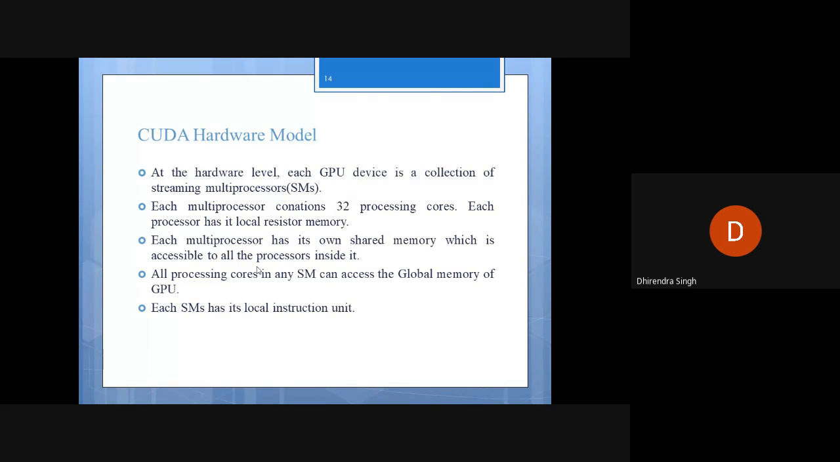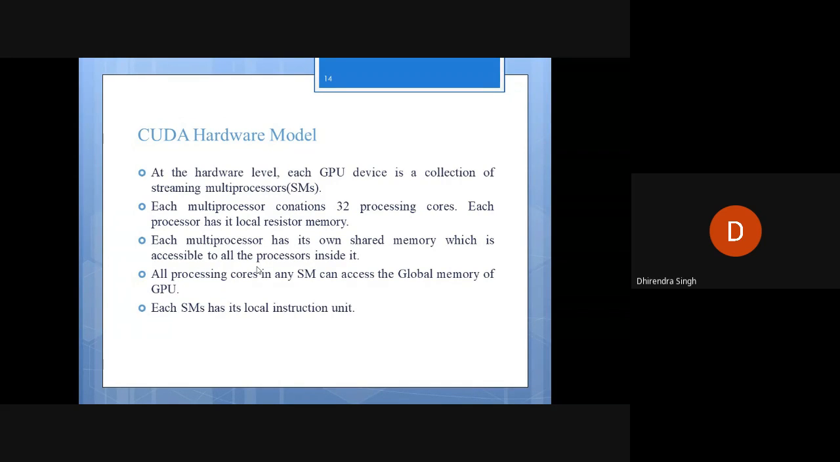All the processing cores which are present in a streaming multiprocessor can access the global memory. So the global memory can be accessed by any core which is present inside any streaming multiprocessor. कहीं भी कोई भी core present है, that core can access the global memory.